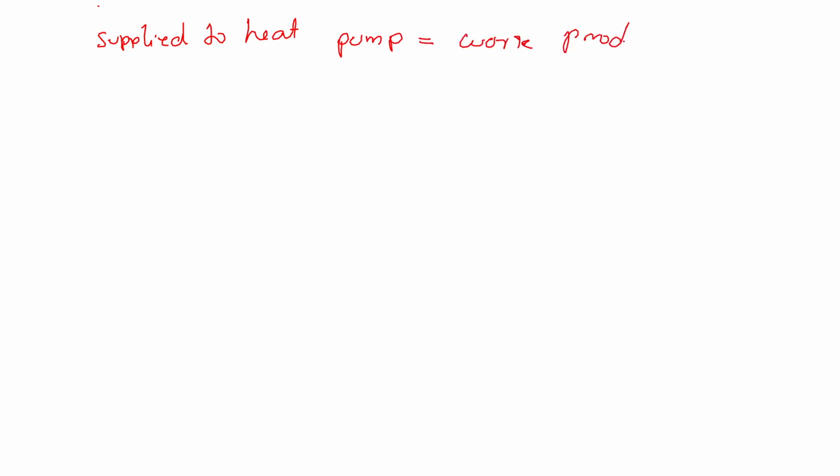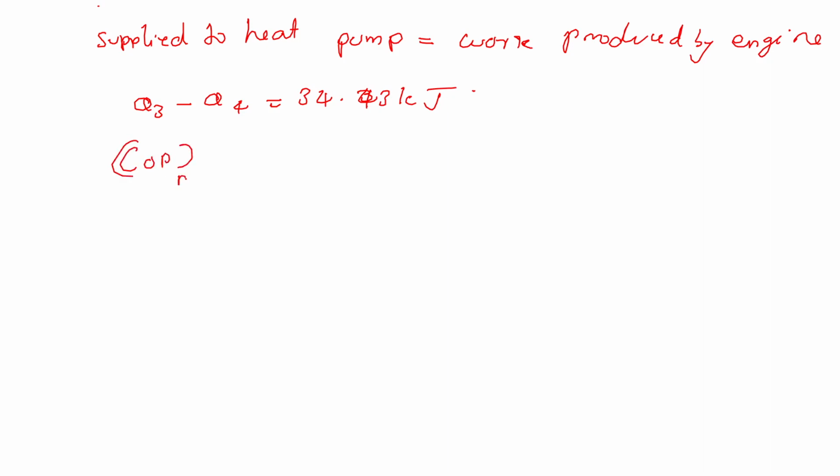So for the heat pump, work supplied to the heat pump is equal to work produced by the engine. Okay, so it will be Q3 minus Q4. You can write it as whatever we got earlier, 34.43 kilojoule. Now COP value maximum will be T3 divided by T3 minus T4, that is 373 divided by 373 minus 303.